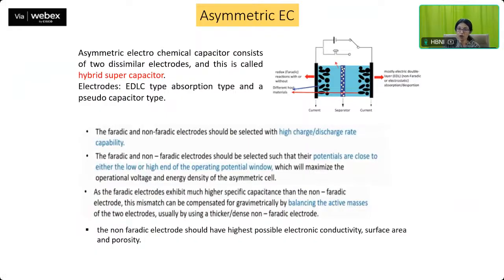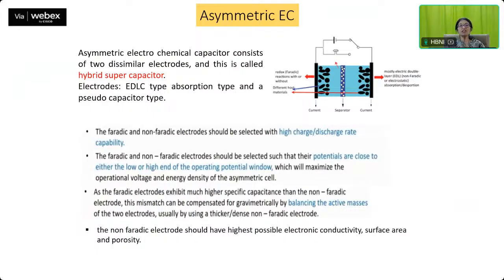So that's a very important point when you are trying to develop these kind of supercapacitors. The Faradaic and the non-Faradaic electrodes should be selected such that their potentials are close to either the low or the high end of the operating potential window, which will maximize the operational voltage and energy density of this asymmetric cell. So as the Faradaic electrodes exhibit a much higher specific capacitance than the non-Faradaic electrode, this mismatch can be compensated gravimetrically by balancing the active mass of the two electrodes, usually by using a thicker, denser non-Faradaic electrode.